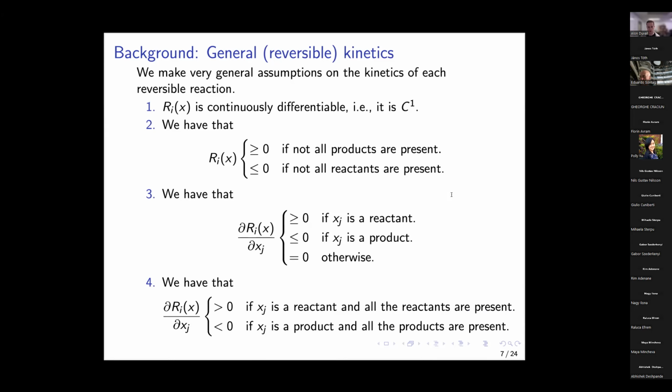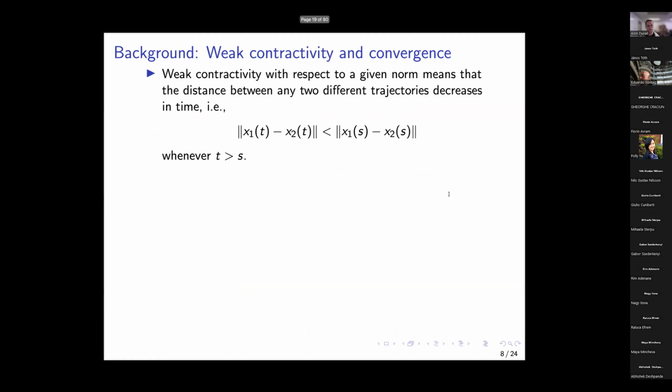And then one other condition, that in some cases this derivative is a strict inequality. So if every reactant is present and we increase reactants, we're definitely going to increase going towards the products, and vice versa. Okay, so that was a little bit about reaction networks. And now a little bit about contractivity.